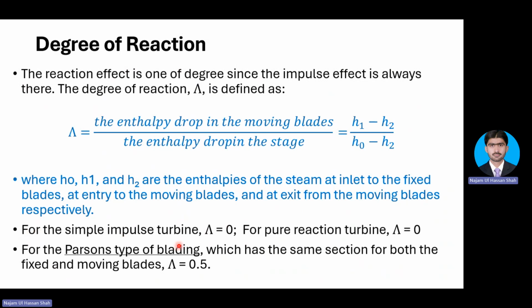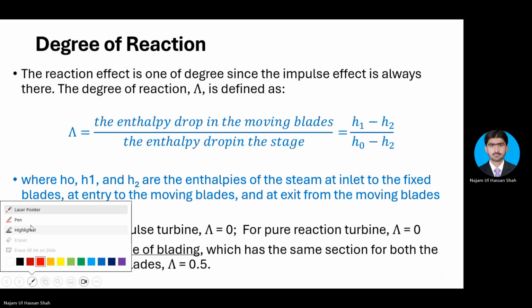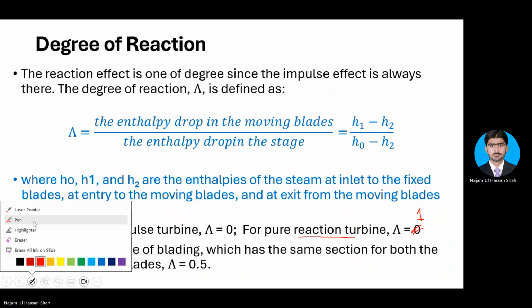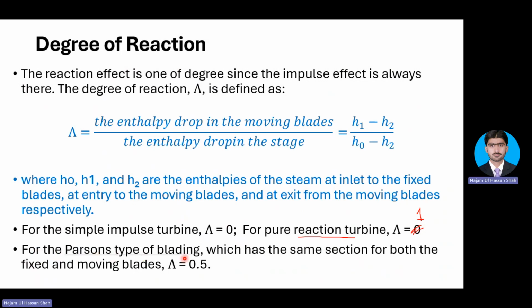For a simple impulse turbine which has no reaction effect, the degree of reaction will be 0. And for a pure reaction turbine which has no impulse effect, the degree of reaction will be 1. So here this is equal to 1. Degree of reaction will be 1 for pure reaction turbine. For the Parsons type of blading, which has the same section for both the fixed and moving blades, the degree of reaction will be half. This means Parsons turbine is 50% impulse and 50% reaction.